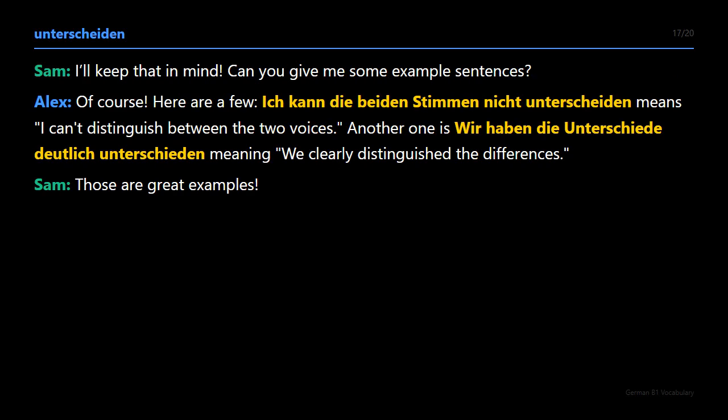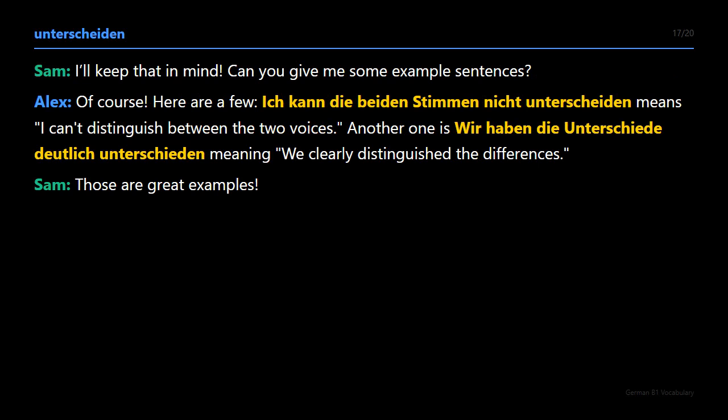I'll keep that in mind. Can you give me some example sentences? Of course. Here are a few. Ich kann die beiden Stimmen nicht unterscheiden. Means I can't distinguish between the two voices. Another one is, wir haben die Unterschiede deutlich unterschieden, meaning we clearly distinguished the differences.